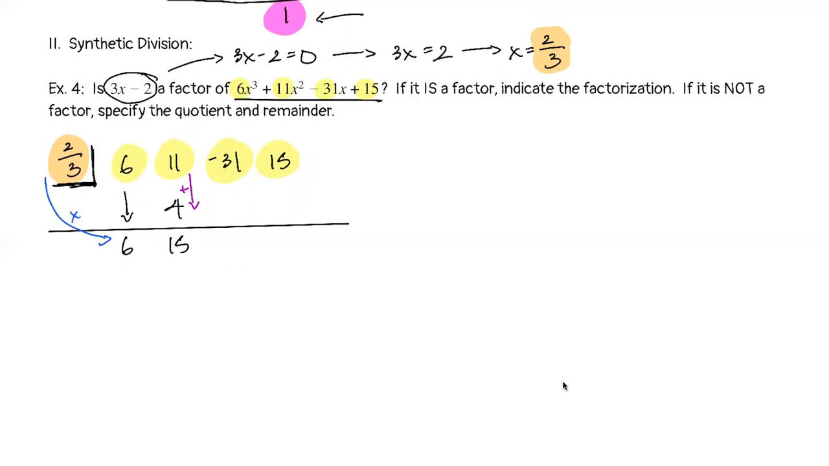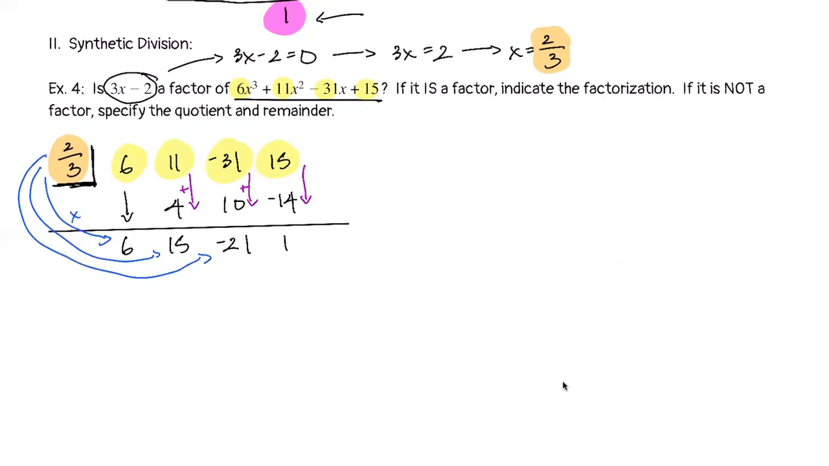All right, let's try this again. Now that I have a new number below the line, I'm going to multiply. So 2/3 times 15 gives us 10. And then I'm going to add straight down. Negative 31 plus 10 is negative 21. And then, because I still have one more number left, I'm going to go one more time. 2/3 times negative 21 gives us negative 14. And then I'm going to add as I go down: 15 minus 14 will give me 1.